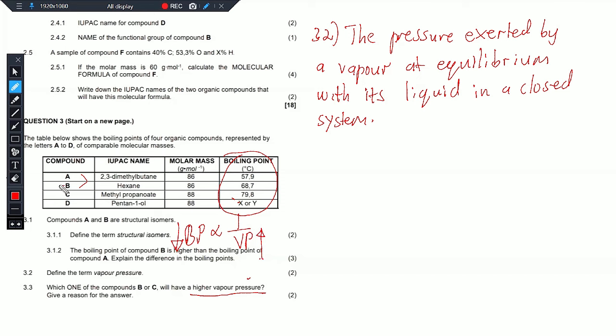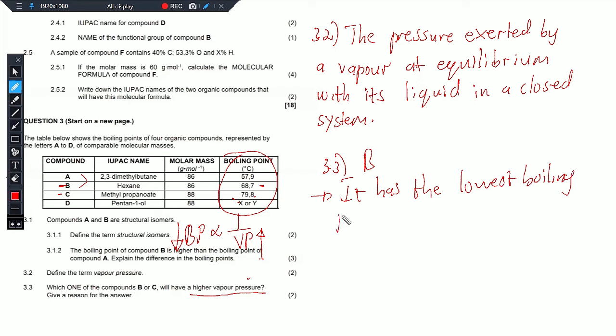So this is between compound B and C. Now we want to check the boiling points, and we can see that B here is the one with a lower boiling point, right? So that means for 3.3, that's B. And the reason for that: it has the lowest boiling point.